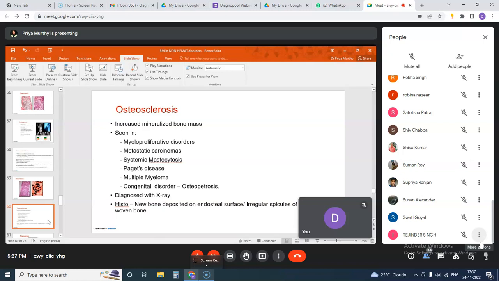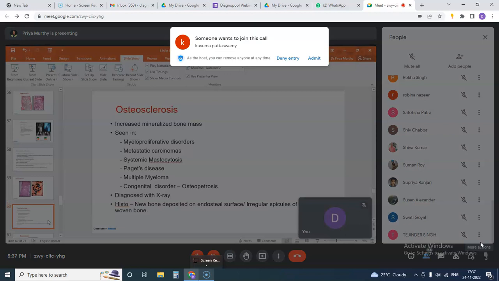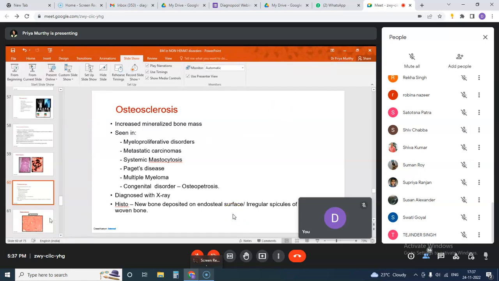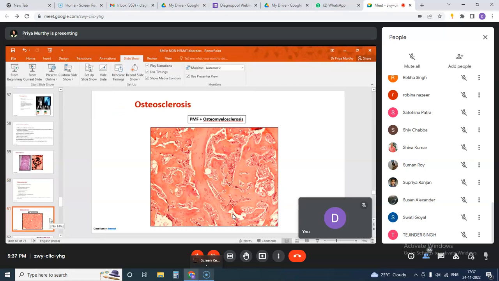Osteosclerosis is increased mineralized bone mass, and it is seen in conditions like all these myeloproliferative disorders, metastasis, systemic mastocytosis, Paget's disease, multiple myeloma, and in osteopetrosis also. It can be diagnosed with X-ray. Histologically, it shows the deposition of bone on the pre-existing endosteal surface or a deposition of new bone within the marrow. So here what you're seeing is too much bone, very thickened, irregularly thickened bony trabeculae.